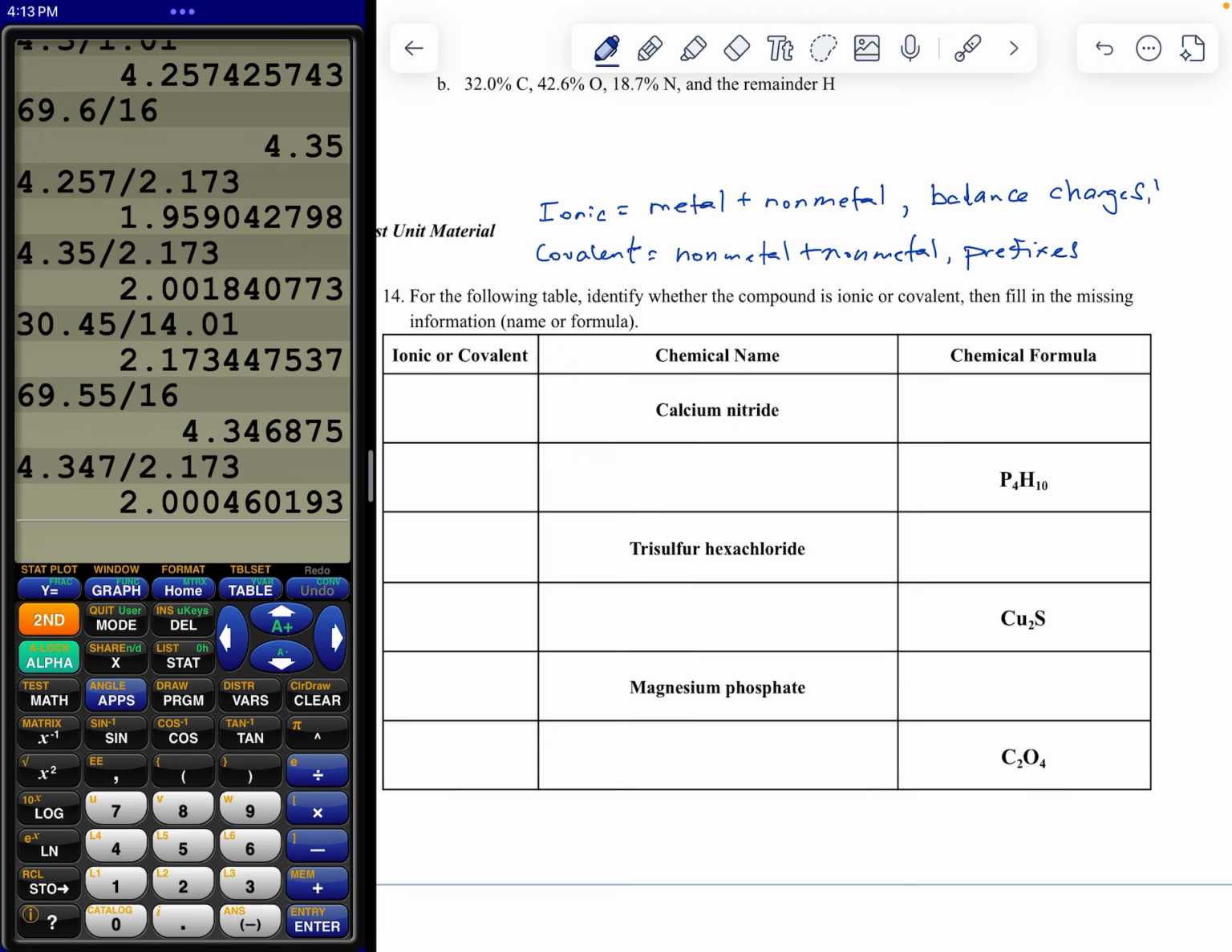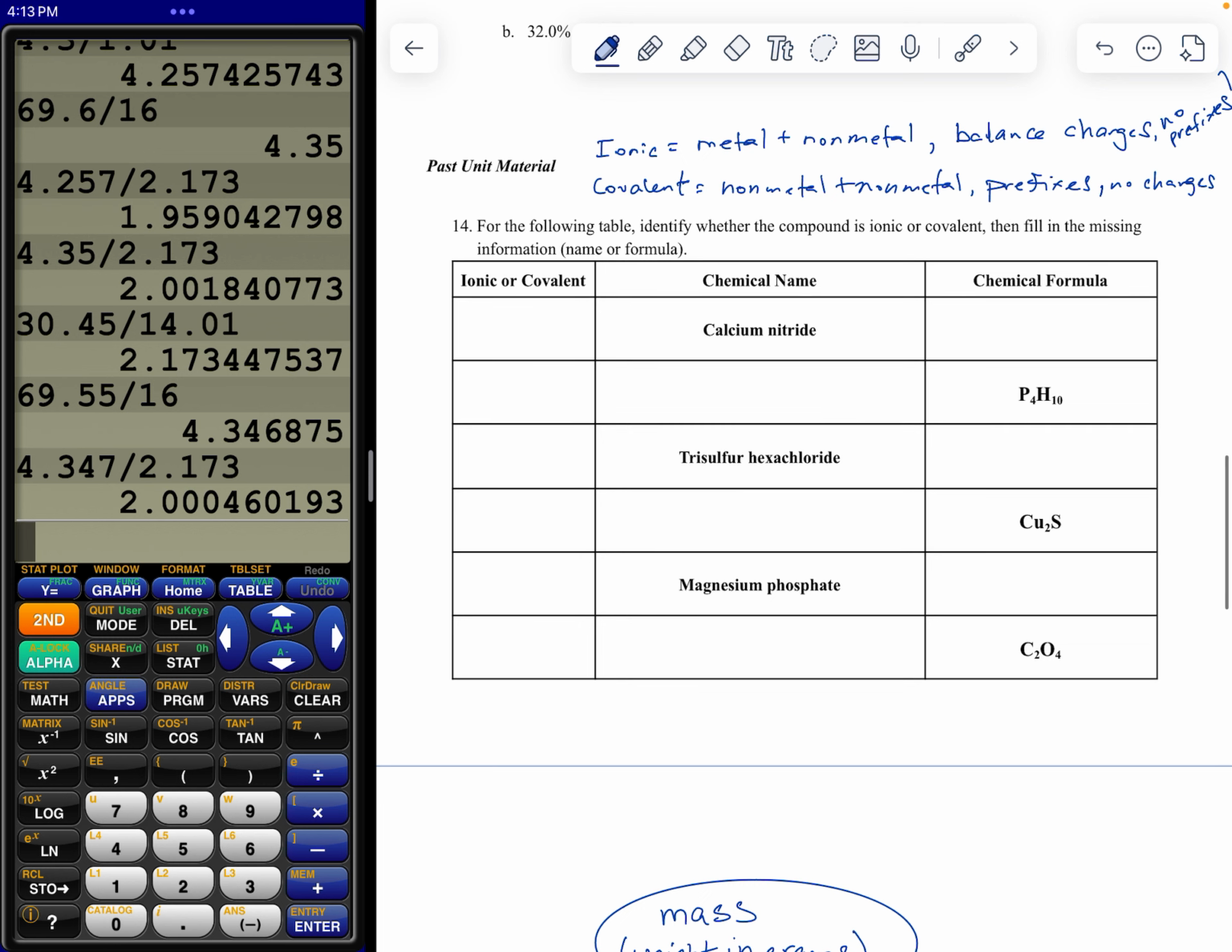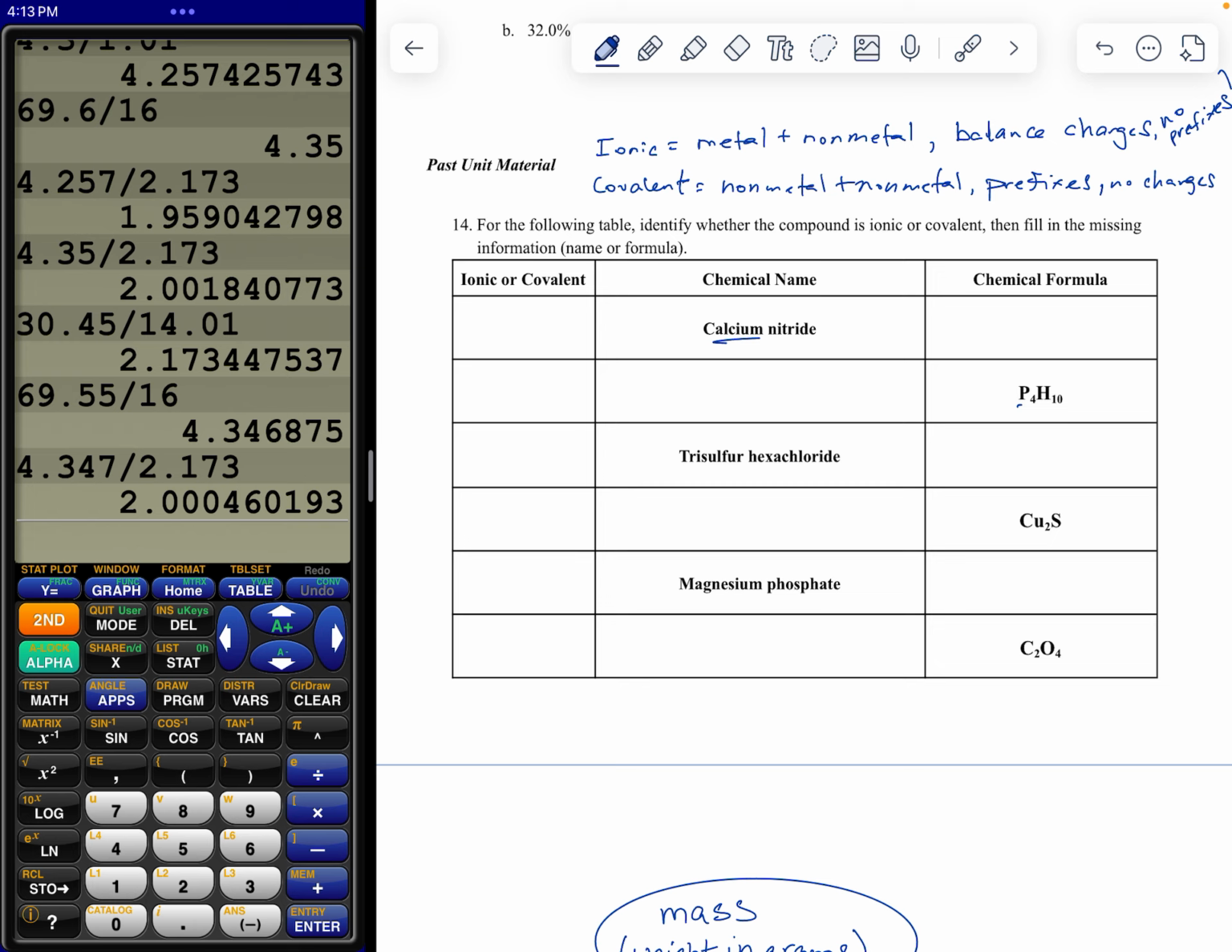You can also add no prefixes to the ionics. You can add no charges or no ions for the covalents, right? Or else they would be called ionics. So I usually just use the first element to identify what I have, ionic or covalent, because if it has a metal, the metal is going to come first, and therefore, unless it's, of course, ammonium, which is still an ion, it will be ionic.